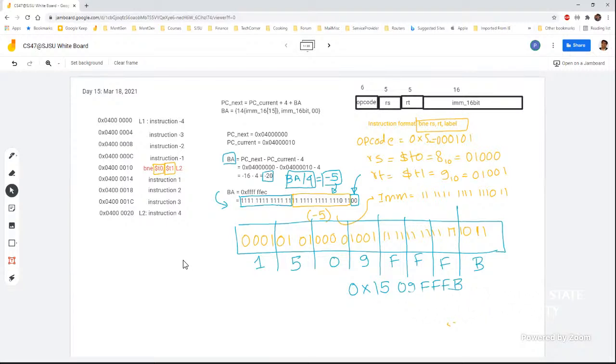So in this case, we know the PC next is now 0400 0020. That's the L2, right? And we know the PC current is the same.